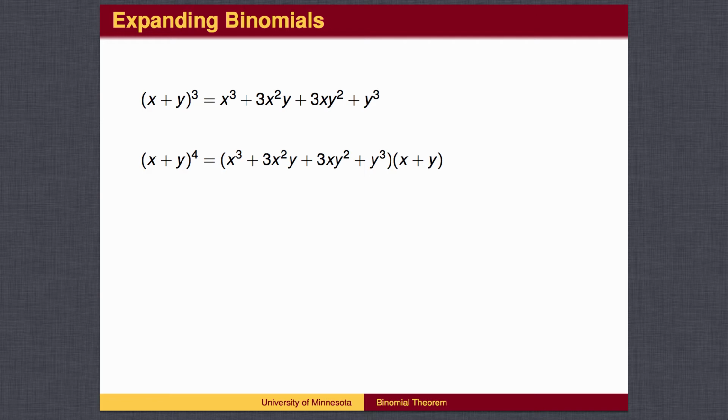The first term will be x to the fourth. The next two terms will involve x cubed times y. The total will come from adding two coefficients, the coefficients corresponding to the previous row of Pascal's triangle. We will also get two terms involving x squared, y squared, two terms involving x times y to the third, and finally y to the fourth.